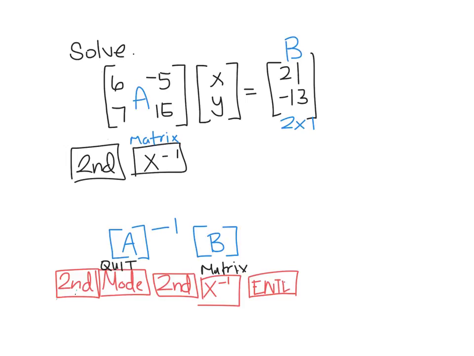Okay, now I need to make the inverse of that. So that button we've been pressing all along, that X to the -1, press that then. And the -1 pops up for you. And then now we need matrix B to show up. So we go back to the matrix menu with the second and the X to the -1 button because it has matrix written above it.